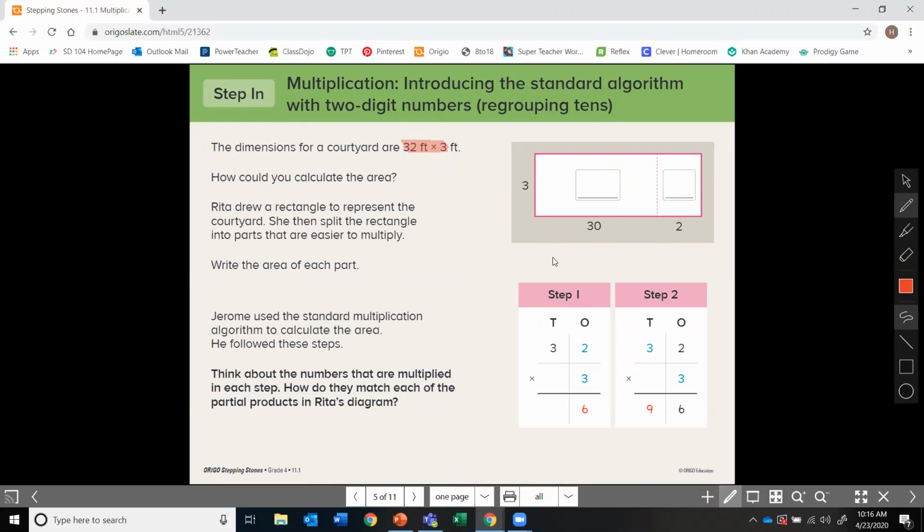So here's the rectangle that Rita drew. She drew it up as if it were the courtyard, and she drew a rectangle to represent the courtyard, and then she plugged in her numbers. So you remember, you take the littler number that's by itself, and that gets its own side. And then she took 32 and split it up into 30 and 2, because 30 plus 2 is 32. We're going to multiply 30 times 3. So 3 times 3 is 9, add a 0. Then we're going to do 3 times 2, which is 6. We're going to add those together, and our final answer is going to be 96.